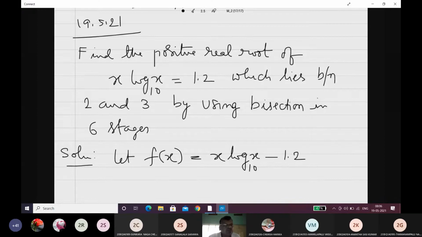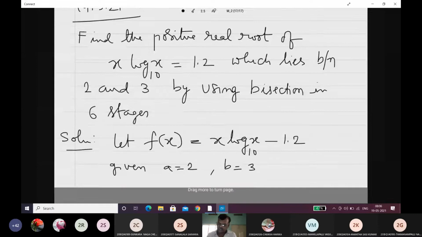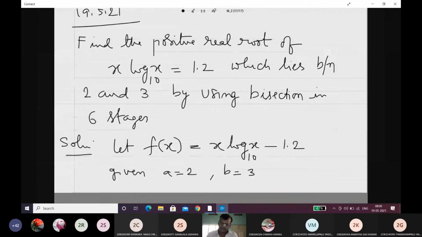Now here a is equal to 2, b is equal to 3, which is given. We can find the root between these two. Therefore, we can find the first approximation between these two roots. That is very, very important. Now we can calculate f of 2 and f of 3.